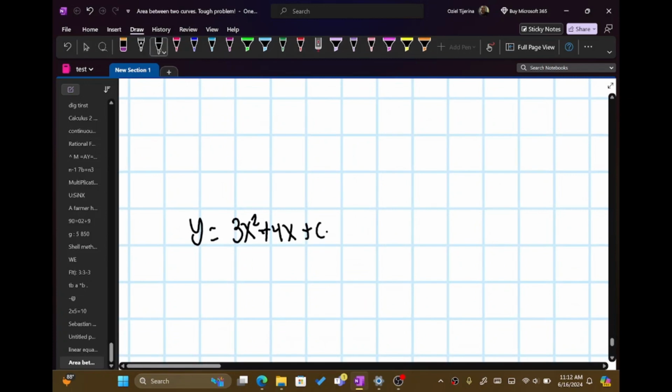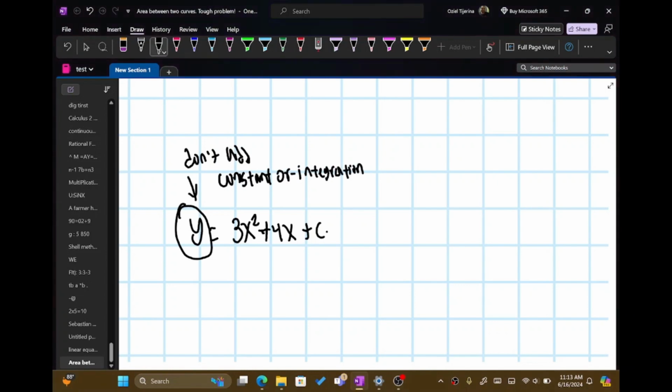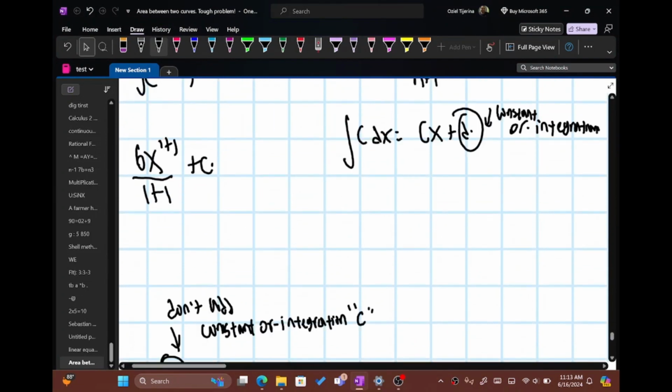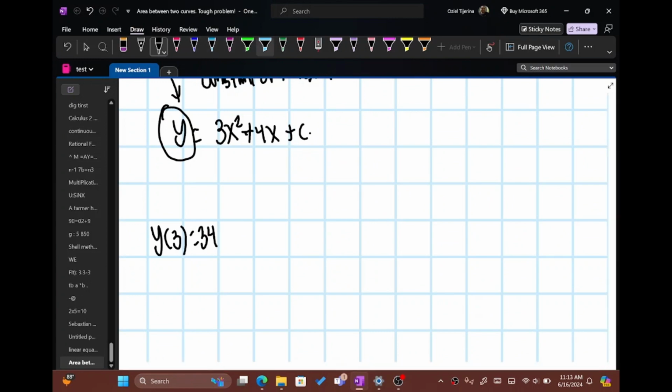But the thing is, guys, you don't have to add the constant of integration, c, on the y side. So don't add it. I don't know why it's done like that. At least that's just my way of thinking about it. Just don't add it. So we are given y(3) is 34. What we're going to do is plug the 3 in for the x, and then put 34 in for the y term.